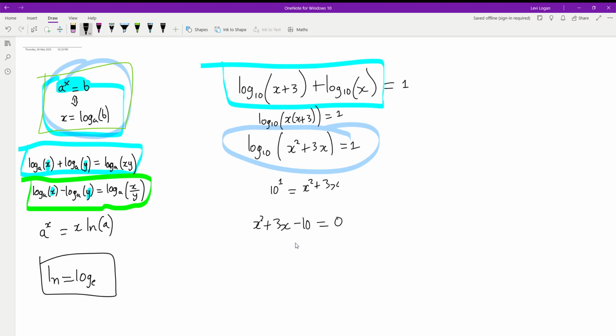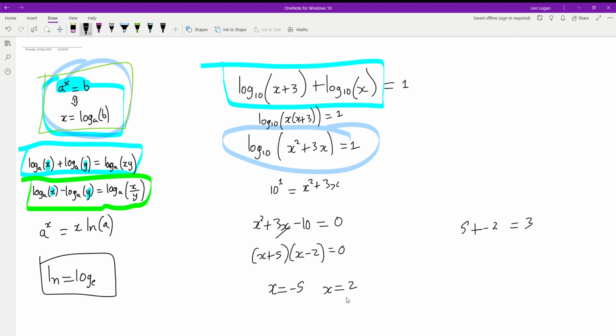So how can we solve this equation? Well, we need to think of 2 numbers that multiply together to give negative 10, and add together to give 3. Straight off the back, I'm thinking 5 and negative 2. If you add these 2 numbers, that gives you 3, and if you multiply these 2 numbers, it gives negative 10. So if we factorize, we get x plus 5 and x minus 2. Therefore, our solutions are x is equal to negative 5, and x is equal to 2.